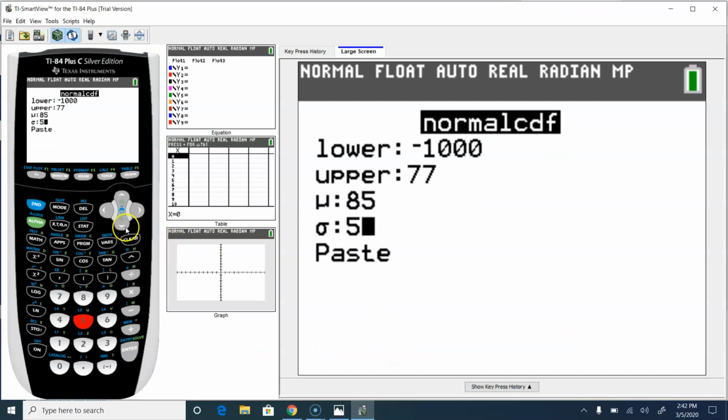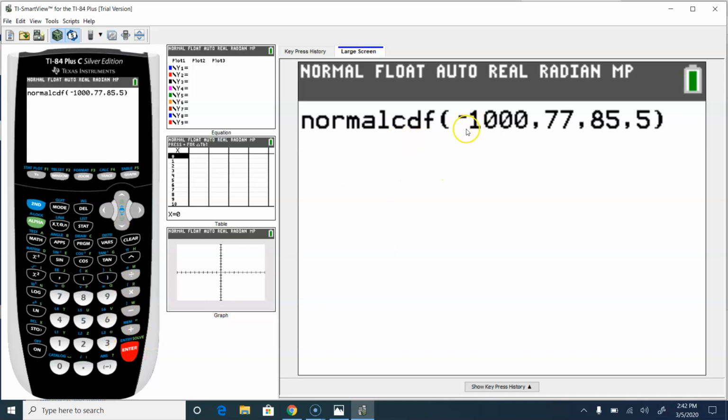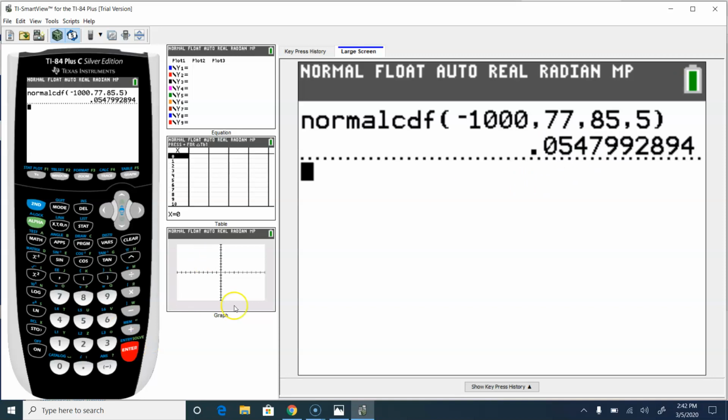Okay, so we paste, and if you don't have a menu that looks like that, it would look like this, right? Still the same thing. Lower limit, upper limit. The only difference now, instead of this just always staying at 0 and 1, we can adjust the mean and standard deviation for any normal distribution. So I get to 4 decimal places, 0.0548.